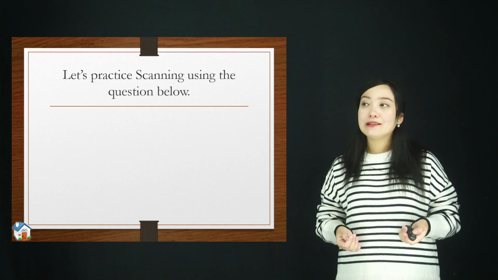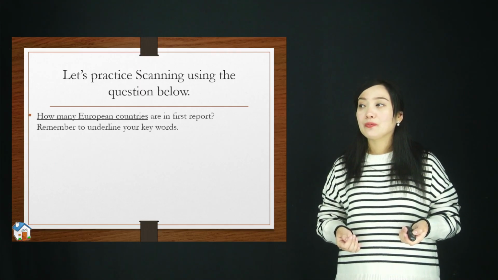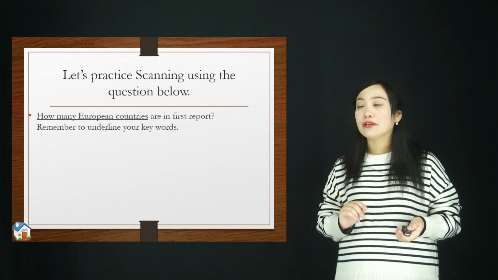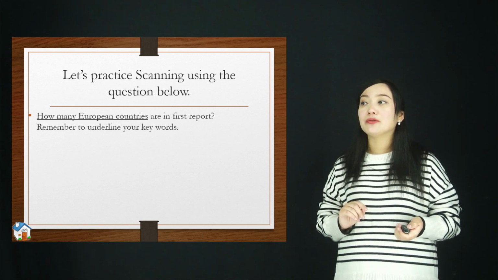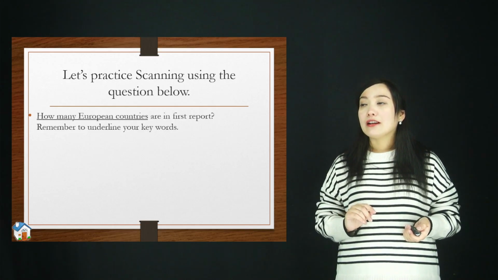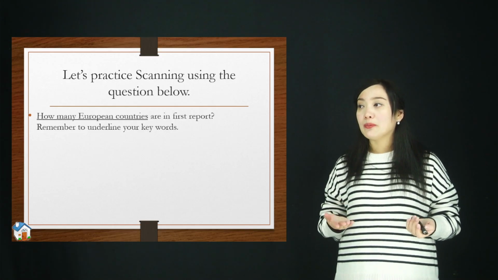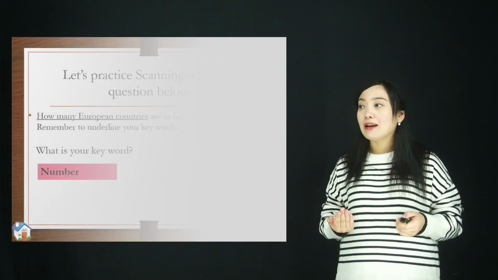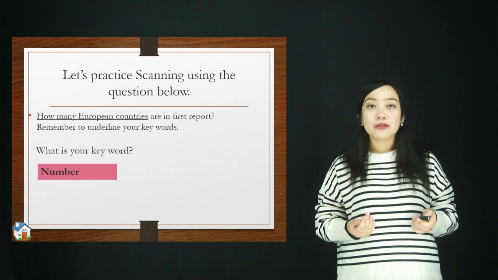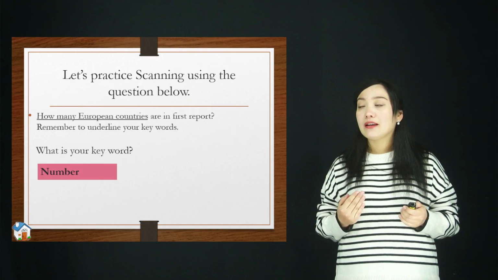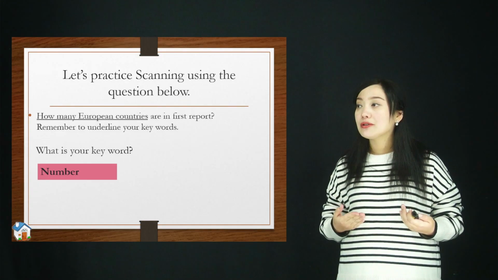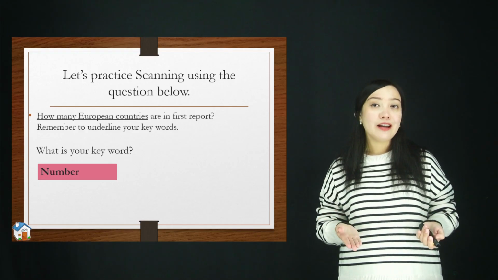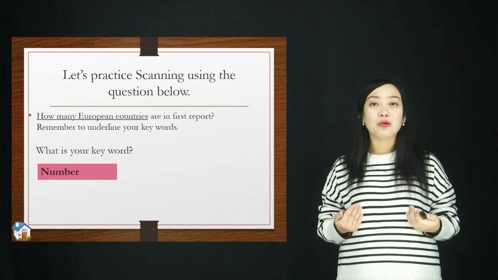So let's practice scanning using the question below. How many European countries are in the first report? Remember to underline your keywords. The keywords are how many European countries. So, number, you should pay attention to the number here. For scanning and to find the appropriate answer to this question, you should pay attention to the number. A number can be written with digits and also with letters.